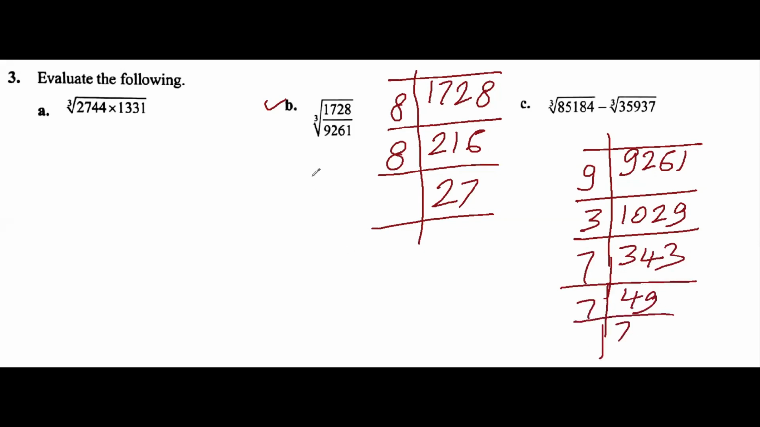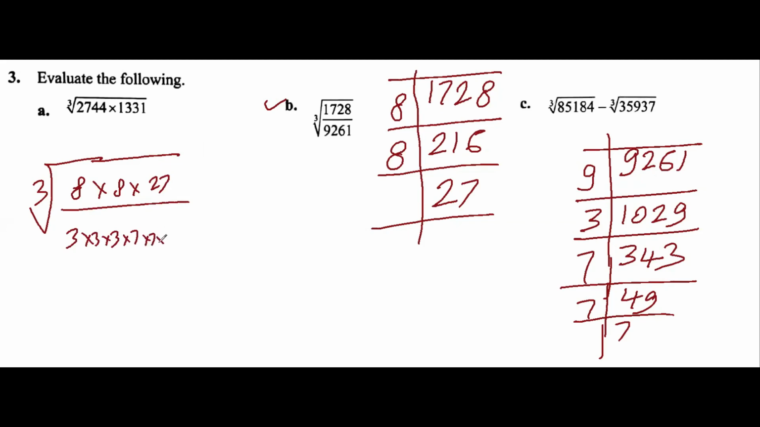So for the cube root of 1728 I will write 8 into 8 into 27, and this I will write as 3 into 3 into 3 into 7 into 7 into 7. This 27 I can write as 3 into 3 into 3, and this 8 I can write as 2 into 2 into 2. Similarly, this 8 I can write as 2 into 2 into 2. So what answer will I get? 2 into 2 into 3 divided by 3 into 7.